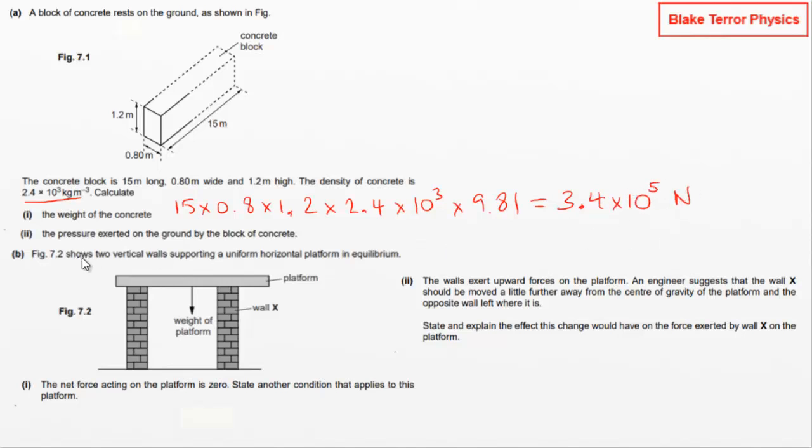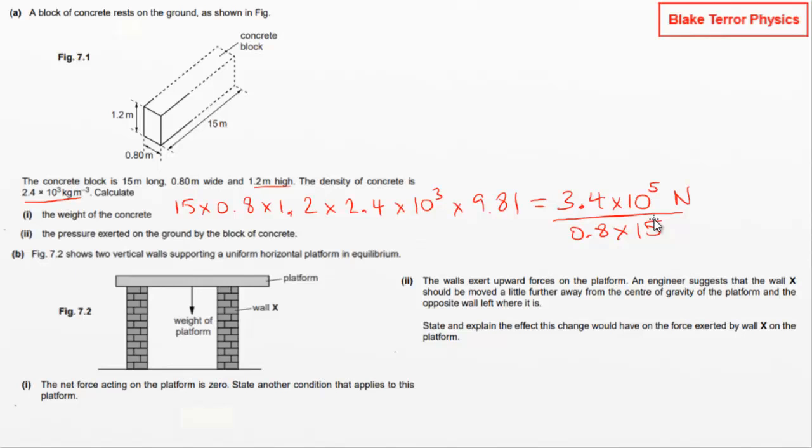newtons weight. Pressure exerted, so calculate the pressure exerted on the ground by the block of concrete. So that's force over area. We've got the force. The area, well, I assume it's standing on the, oh yeah, saying 1.2 high. It looks like that anyway. So we've got the 0.8 times 15. So we have to divide by 0.8 times 15.